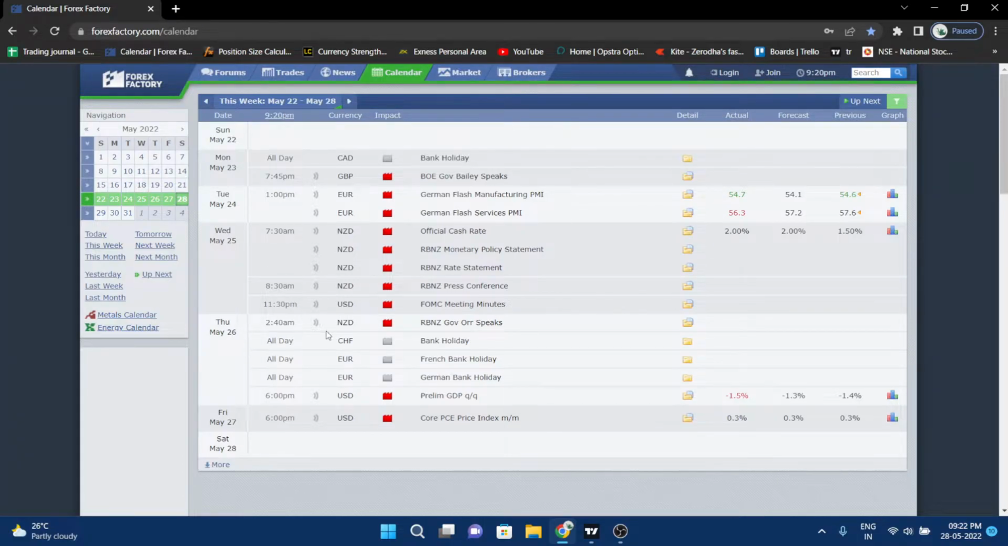And on Thursday we are having news on NZD. A governor speech is there. On Thursday we're also having a bank holiday for these pairs, Euro and CHF. So we can't expect a lot of movement on these pairs. On Thursday we're also having GDP news for USD as well. So at last on Friday we're having news on core PCE price index. It is not a major news, but we can expect volume at that time as well.